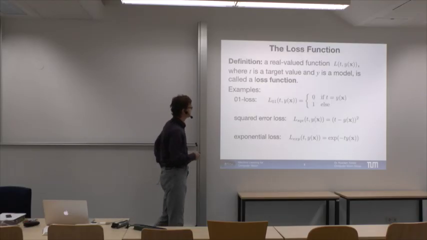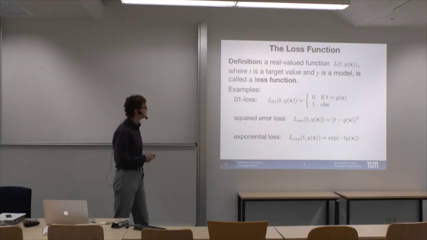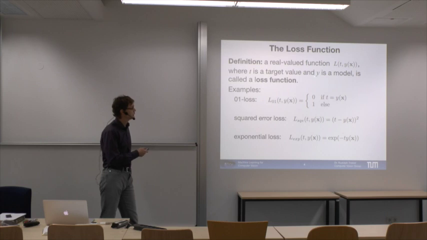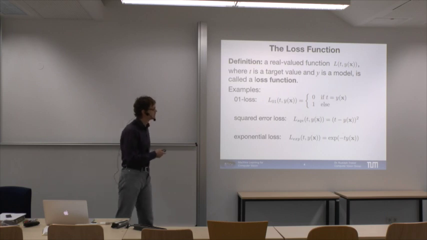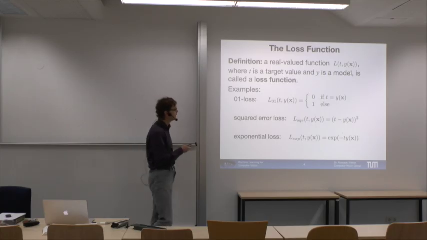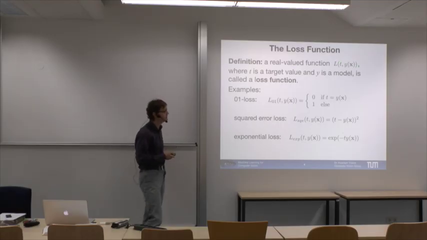First of all, let's talk about loss functions. The definition of a loss function is a real valued function L of t and y of x, where t is a target value and y is a model. This is called a loss function. t is our known data, what comes out of the process that we have. We have x and t given, and we have a model, this y of x, which we like to estimate, and the L function is simply how far we are from the true data. How far is y of x from t?